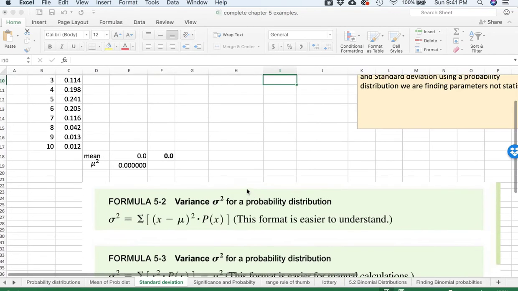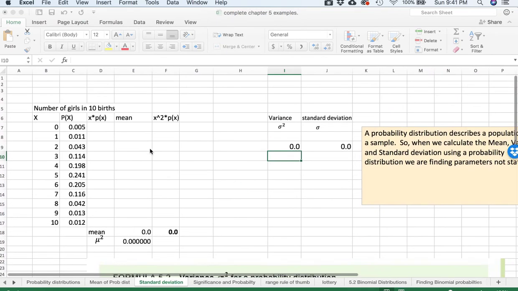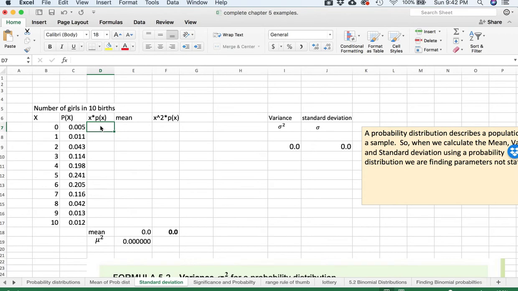Here we go. The first thing we need to do is find our mean. And we know that we're going to take the value of our variable. In this case, we're talking about the number of girls in 10 births. We could have 0 girls all the way up to 10 girls. And here's the probability of having 0 girls in 10. That's 5 thousandths. So we're going to multiply each value by its corresponding probability.